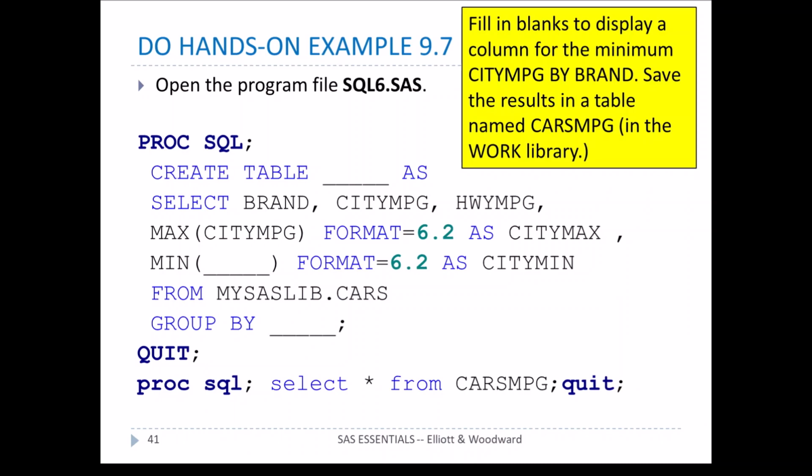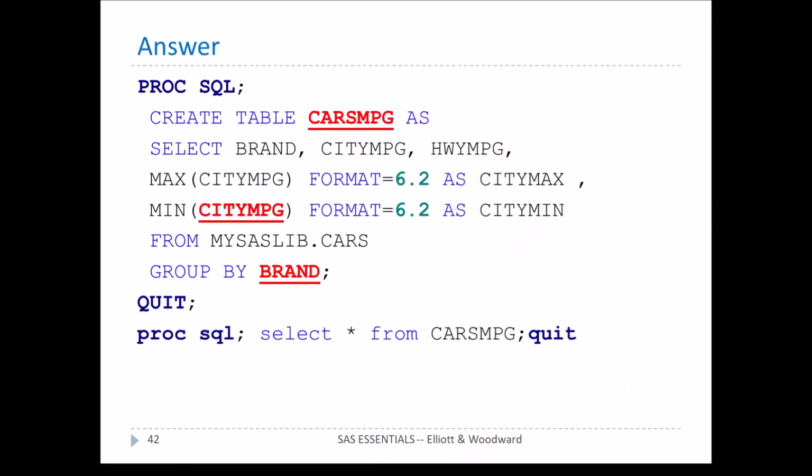So we're going to have create table. What's the name of the table that we want to save? It says there. And we've already calculated the max of city miles per gallon. The minimum of city miles per gallon should be very simple to do, so you can fill in the blank there. And then we also tell you what we want to group it by, and that is brand. So here's the result. Hopefully it was easy.